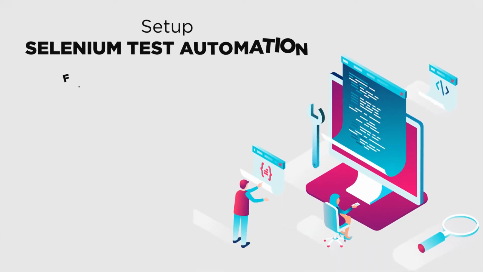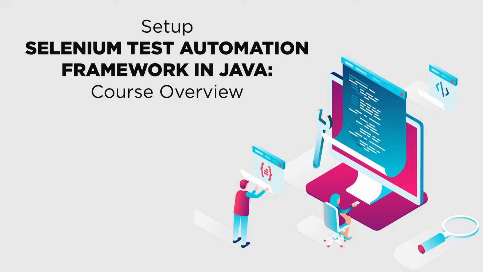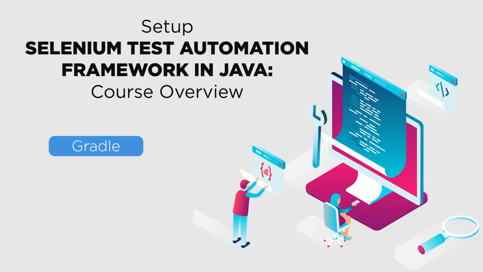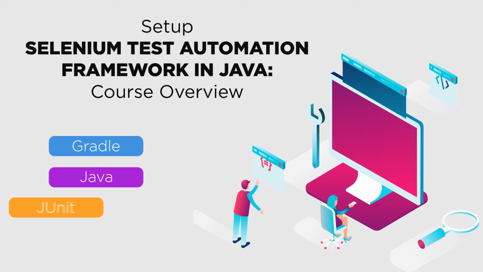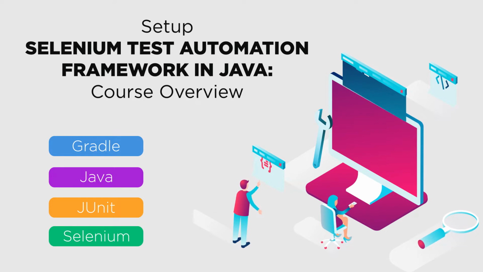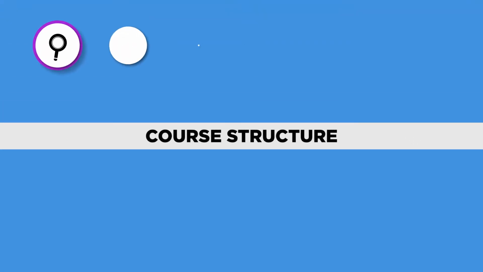In this course, we are going to set up our first simple test automation framework with Java and Selenium, with the minimum set of tools. We will use Gradle as a build tool, Java as a programming language, JUnit as a test runner, and Selenium as a tool to interact with the browser via code. We are going to learn from scratch to advanced level.